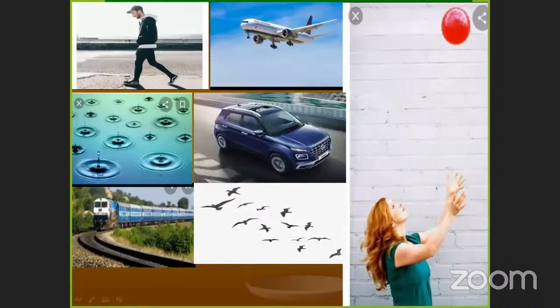What is motion? Familiar with the idea of motion. We see several examples of motion around us, like the motion of people, motion of vehicles, raindrops, flying birds, and the object thrown into air. These all are having motion.